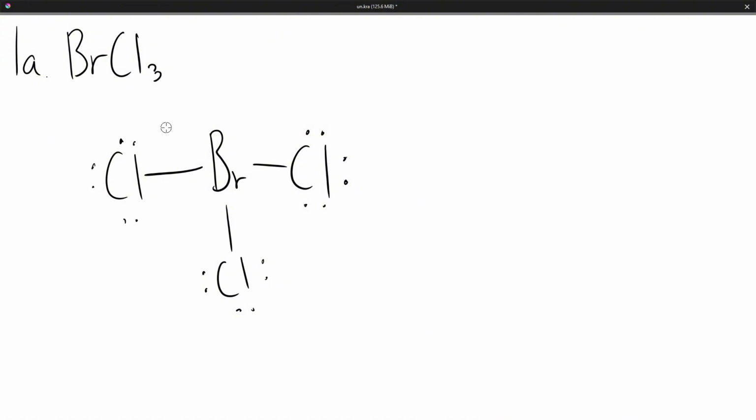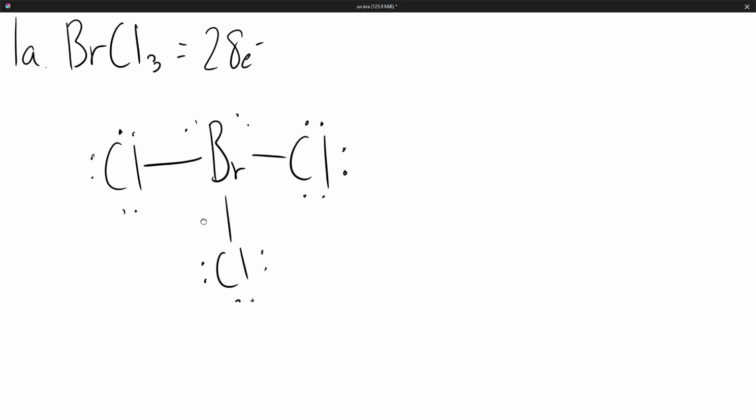So with this, 24 electrons are used, but if you add up the total valence electrons from these four, you get 28. Since bromine has 7, chlorine has 7 as well. There's 3 chlorines, add up the 7 from this one, you get 28. Since you just used up 24 right here, there's still 4 more electrons, and those go around the bromine, giving it an expanded valence shell.